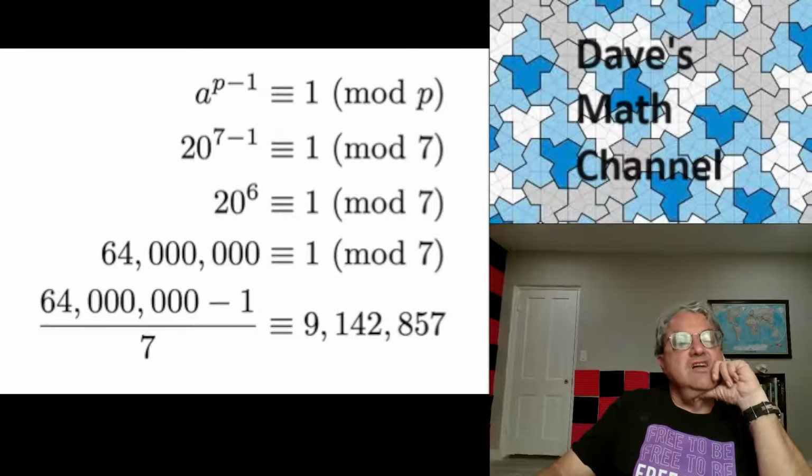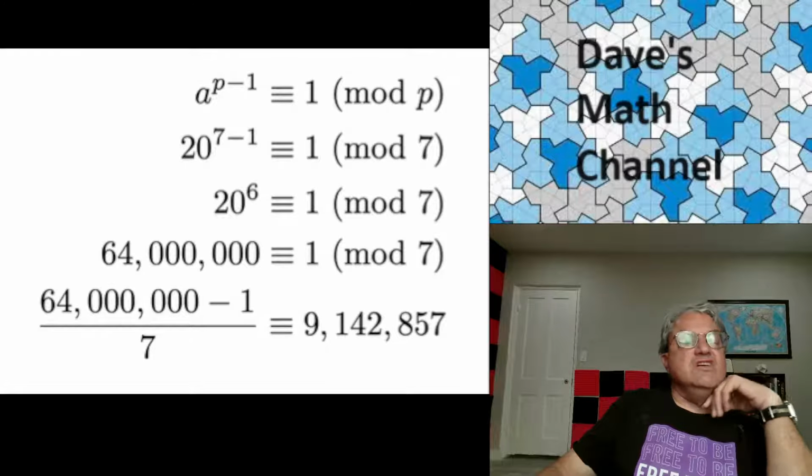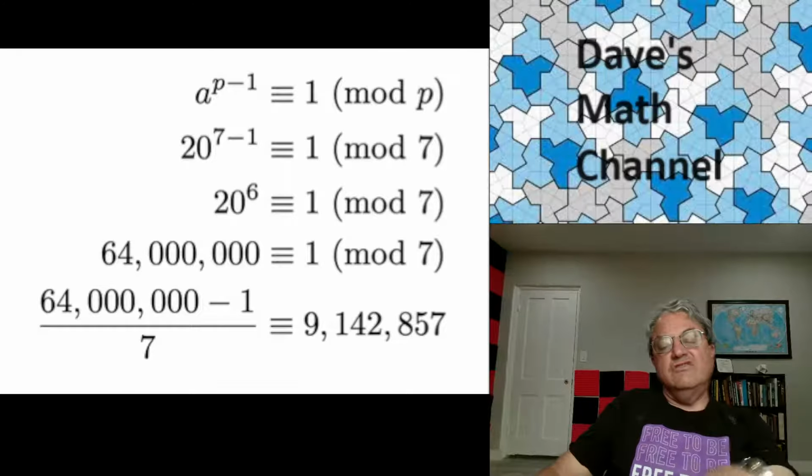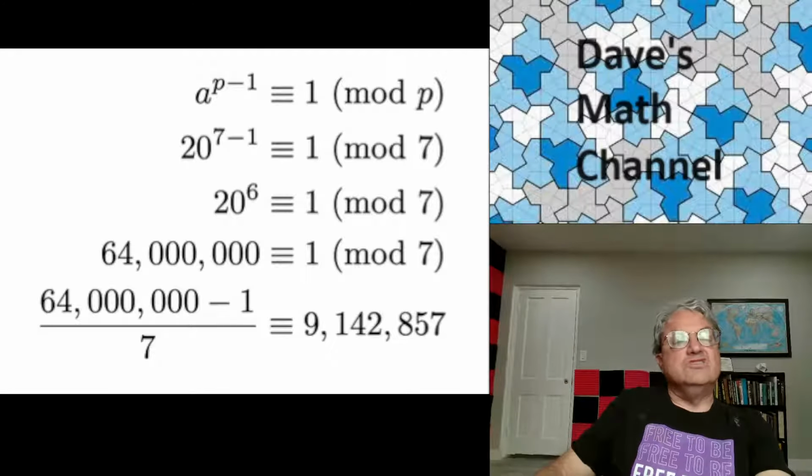So what this says is that 20 to the 6th power, which if you multiply it out is equal to 64 million, has to be congruent to 1 mod 7, which is just another way of saying that 64 million minus 1 is divisible by 7. And you can do this division yourself and check this. It turns out that 64 million minus 1 divided by 7 is an integer. It's actually equal to 9,142,857. So it works for this case.